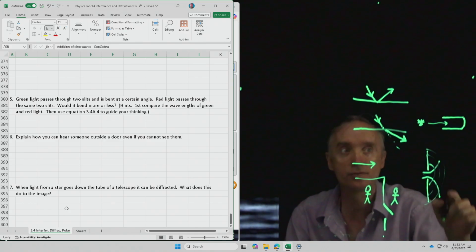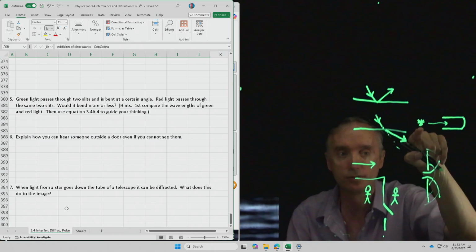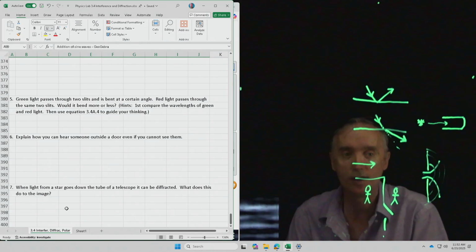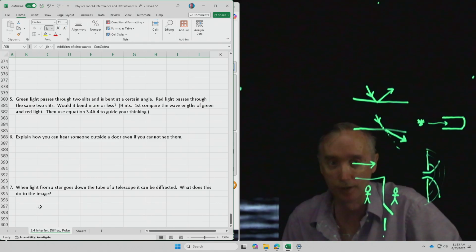So the question is, what would that do to the image of the star, and would that be a good thing or would that be a bad thing? So again, you might want to look that one up on the internet.